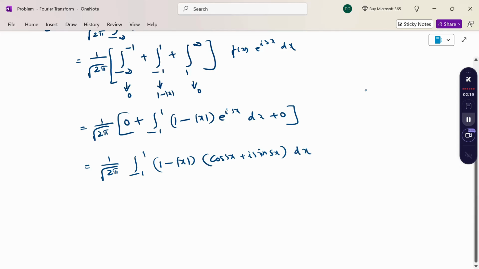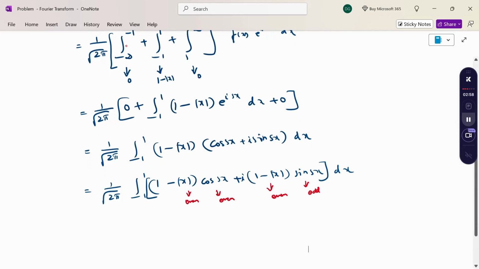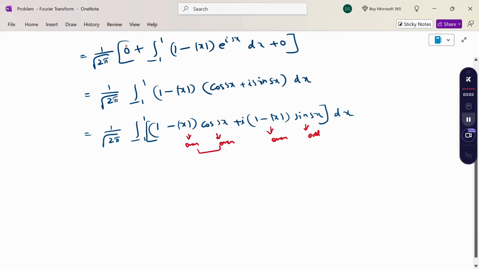Now multiply the terms: 1 by sqrt(2 pi) times the integral from minus 1 to 1 of (1 - |x|) cos sx, plus i (1 - |x|) sin sx, dx. Here the |x| term is an even function, cos sx is even, and sin sx is odd. Over the full range minus 1 to 1 we check for odd or even functions: even times even is even, but even times odd is odd, therefore that value is 0.